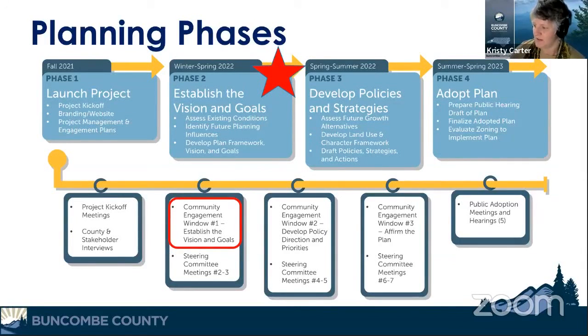Phase 3, which will begin in the summer of 2022, is where we'll begin drafting policies, strategies, and actions that the county should take using the information gathered in prior phases. Phase 4 will focus on preparing the final draft plan for adoption. The goal is to have the plan adopted by the spring of 2023.